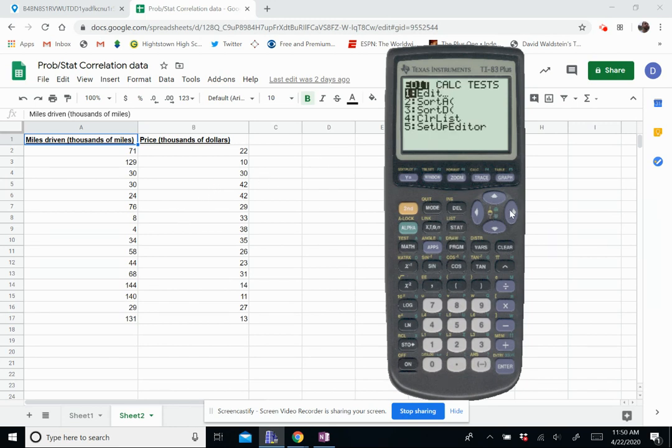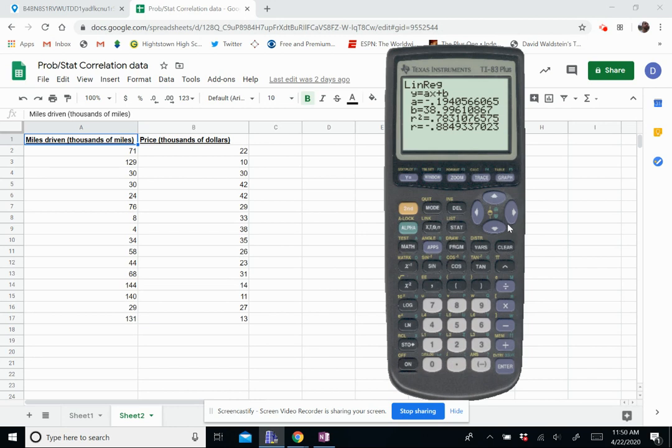All right, so again, actually, let's look at the scatter plot first. Remember our miles driven, we went to, let's say, 160. Let's go by tens. Here's our scatter plot. Don't want that anymore. Stat, calc, 4, linear regression.